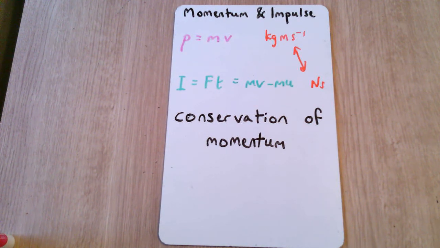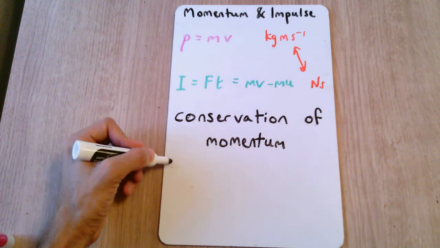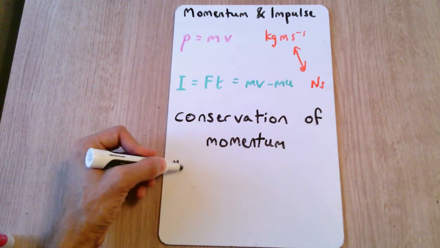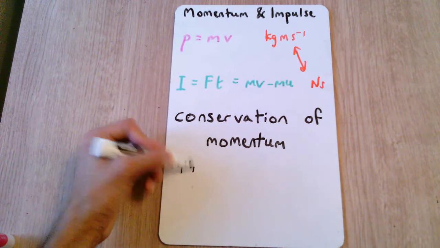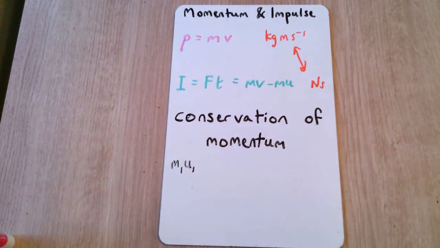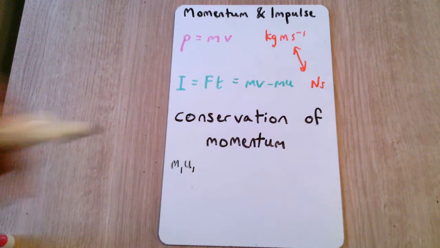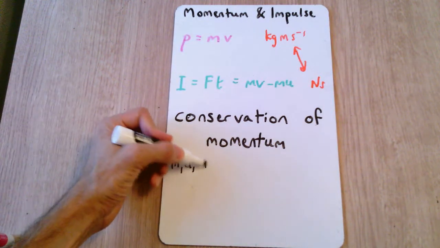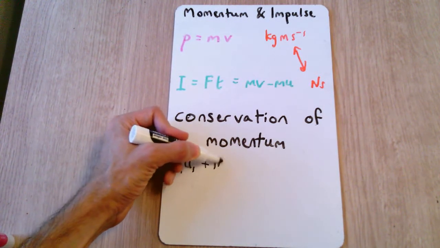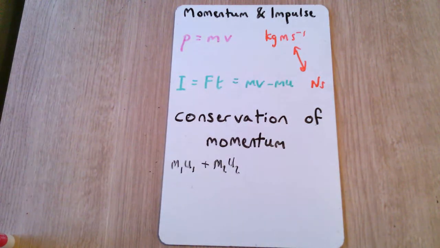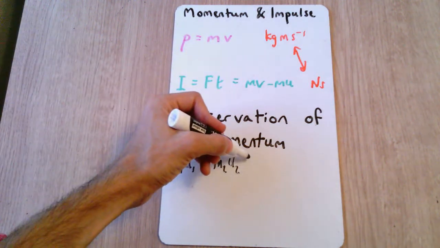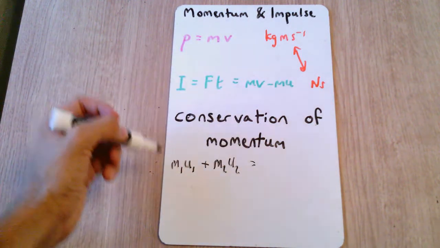So if we think about the two objects coming in, the first object has a mass of m1, and it's got an initial velocity of u1. So m1 u1 is the initial momentum of the first object. Now, if we add that to the momentum of the second object, m2 u2, that gives us the momentum of both particles coming into the collision, i.e. the momentum before the collision. Now, that must be equal to the momentum after the collision.